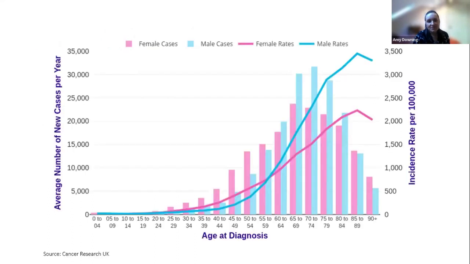This graph just demonstrates that. Here we have age at diagnosis along the x-axis and the number of cancer cases per year on the y-axis, with blue for males and pink for females. You can see that the number of cases is quite low until you reach about the age of 50, and then you see a huge increase. In fact, the most common age for cancers to be diagnosed is around age 80.